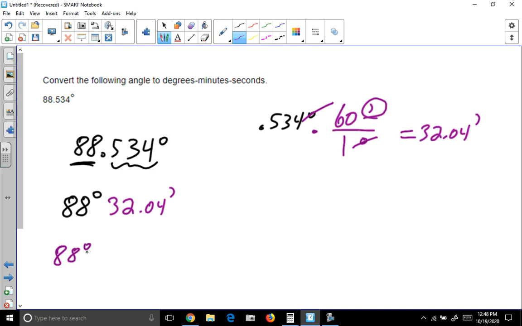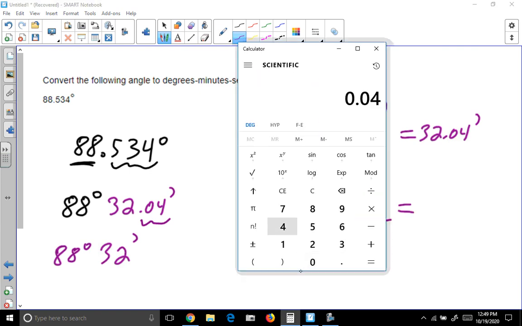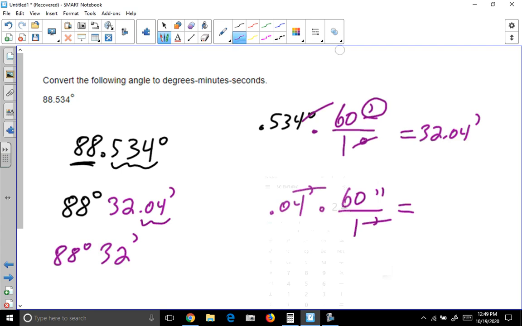So that means we have 88 full degrees, 32 full minutes, and then we need to take the portion of a minute and change that into seconds. We don't quite have 33 full minutes. We have 32 full minutes and then a little bit more. So if we change that, minutes on top, we would want to put the same unit on bottom, and we're changing to seconds. 1 minute equals 60 seconds. So our minutes cancel. 0.04 times 60 gives us 2.4, and that leaves us with seconds.